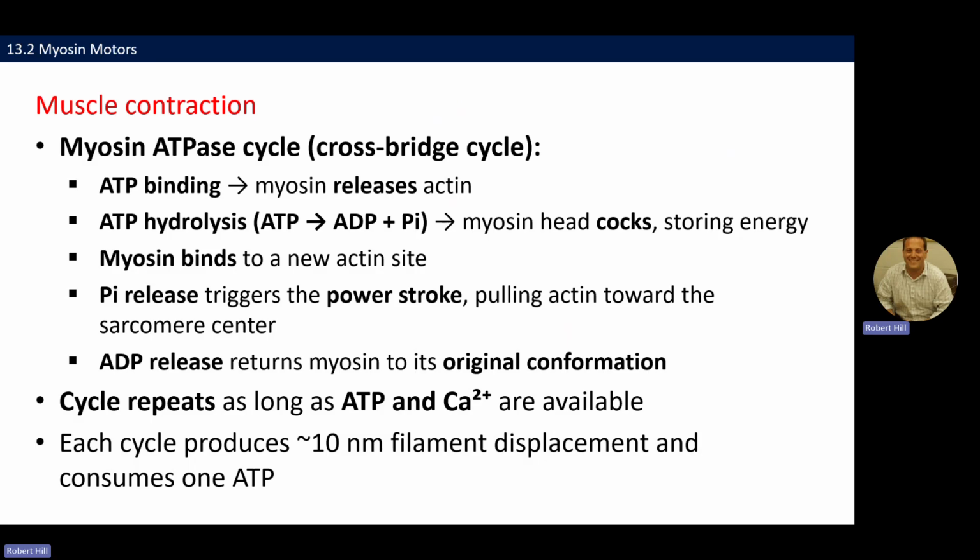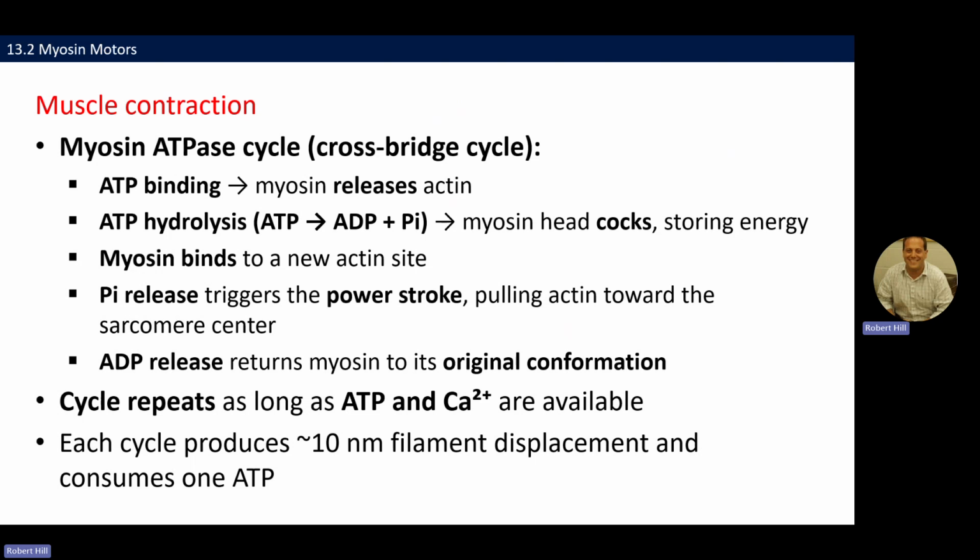So the cross-bridge cycle, the ATPase cycle of myosin, is what describes how ATP hydrolysis powers this mechanical motion. The cycle begins when ATP binds to myosin. The binding of ATP causes it to detach from actin. Next, hydrolysis of ATP to ADP and inorganic phosphate cocks the myosin head, which is in a state of potential energy. So this energized head then binds to a new site on actin.